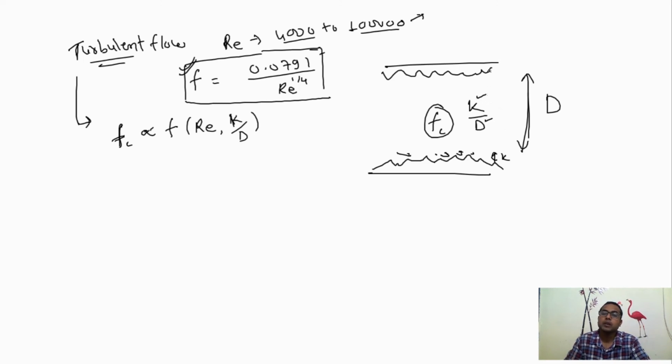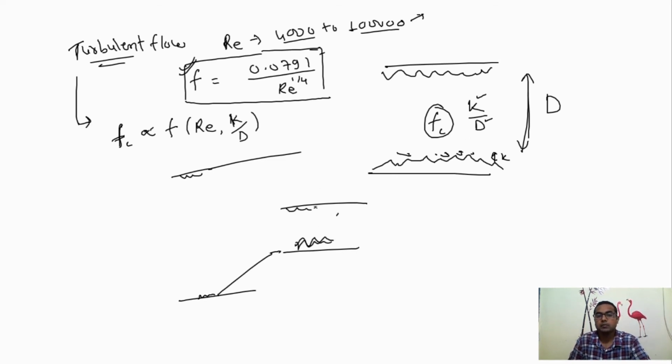Suppose your diameter is very large and your K is very small, it is not going to trouble you. But suppose your diameter is small and your K is this value with that small diameter, then it is very bad for your flow. So a lot of energy will be lost here. So it depends upon the ratio of K by D. So it is all for the turbulent flow. You have to solve the numericals to understand the concept behind turbulent flow.